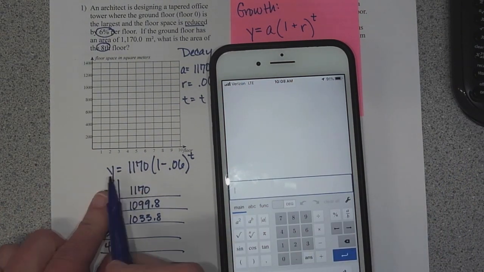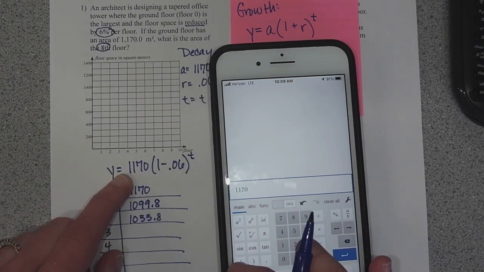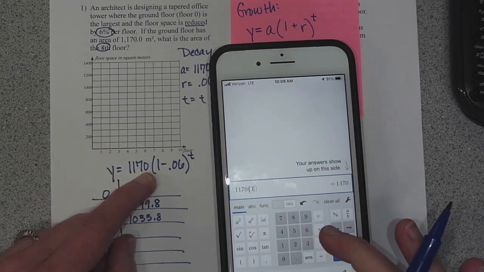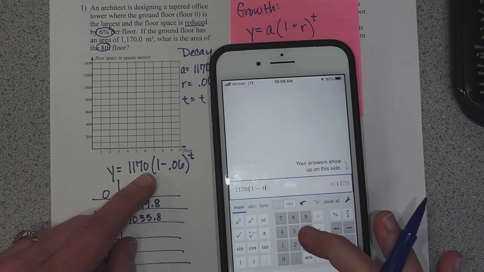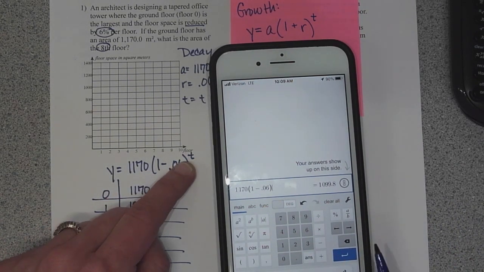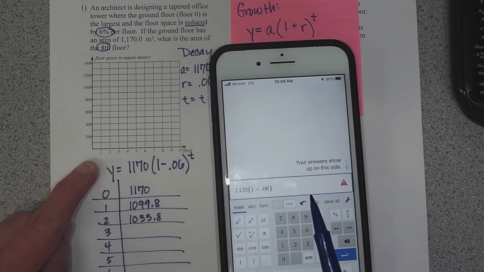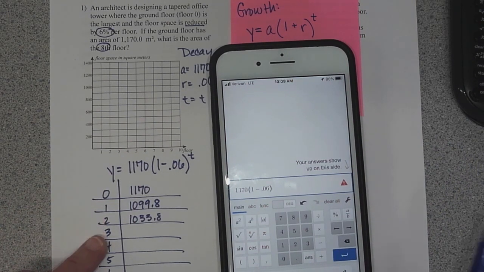And it's going to look like this. Again, don't put the y or the equals in there. Just put your 1170, and then you get your parentheses, 1 minus 0.06. Close the parentheses, and then to do your exponent, you're going to need this button that looks like the A to the B. A to the B is what you want. Hit that, and you're going to put an exponent of 3 in. And here's your answer, 971 point, let's round that up to an 8, 971.8.